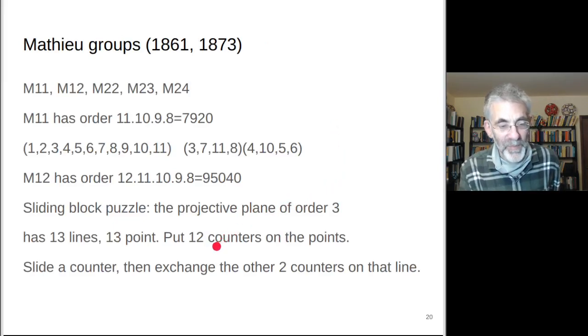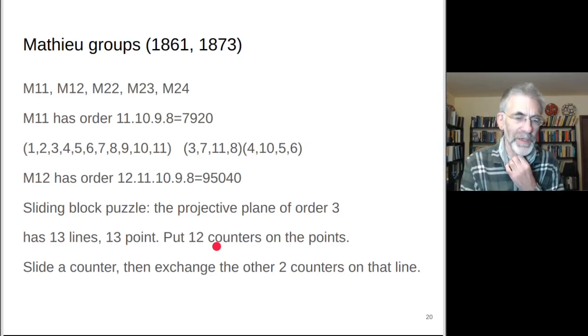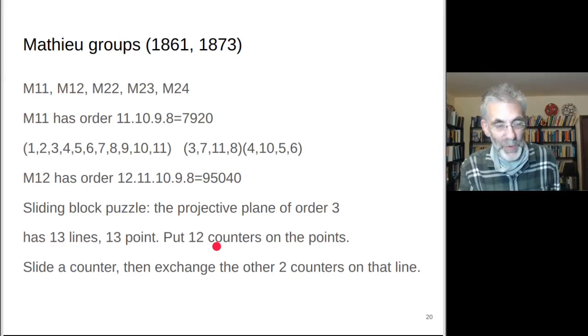But what you can do is you can put 12 counters on the 13 points, and you have a sort of sliding block puzzle. You're allowed to move any counter to an empty point on the same line, provided you then switch the other two counters on that line. And if you do that, you get something that isn't quite M12. It's actually something called M13, and it's not quite a group, it's a groupoid. But if you take all the permutations you can do like this that map the empty point to itself, that gives you the Mathieu group M12.